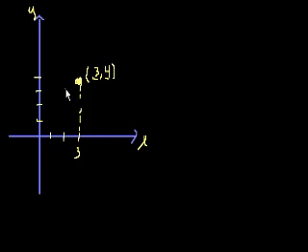Another option, and you might have done this in everyday life, is to say, hey, let me just point you in a direction, and then you go a certain distance in that direction. So I could have said, you know what, let me just point you in that direction, and you need to go this far in that direction. And that would also give you the same point.